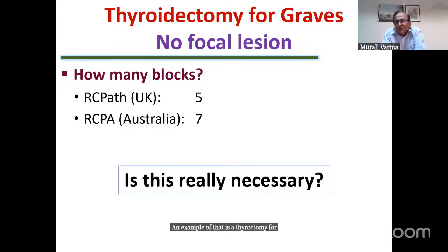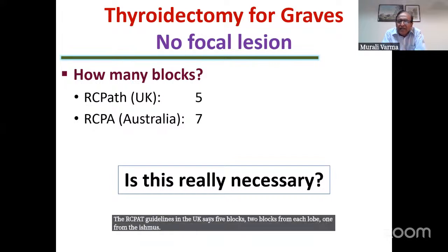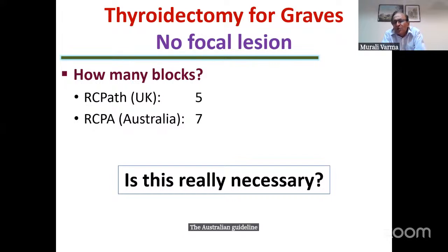How many blocks should you take? The RCPath guidelines in the UK says 5 blocks, 2 blocks from each lobe, 1 from the isthmus. The Australian guideline says 7 blocks, 3 from each lobe and 1 from the isthmus. And this is for thyroidectomies with no focal lesion. What for?